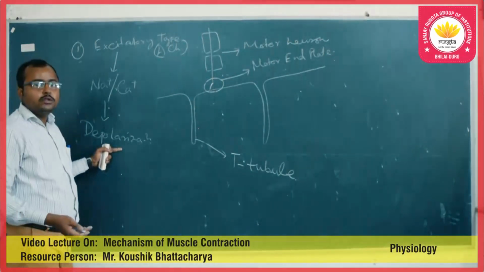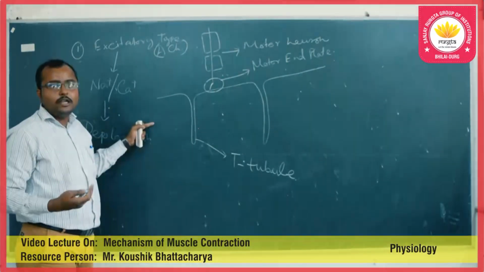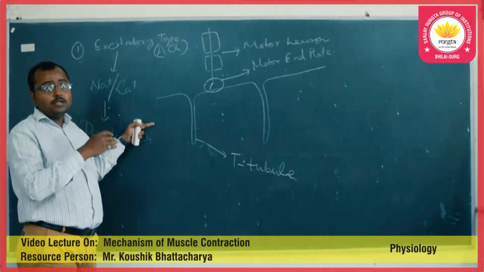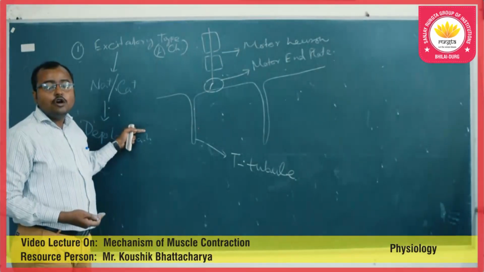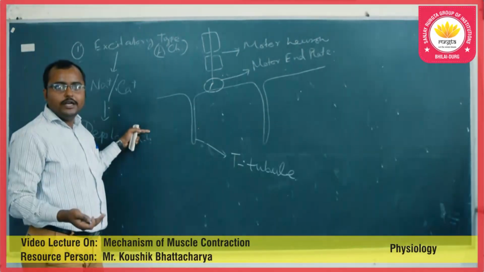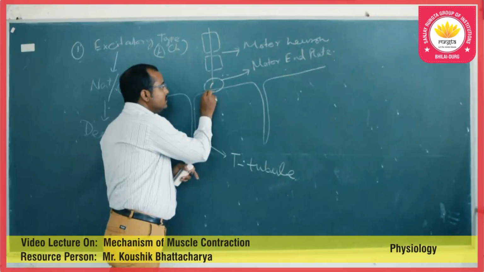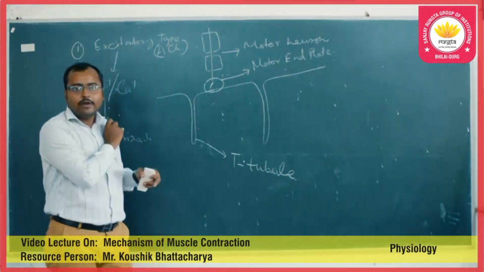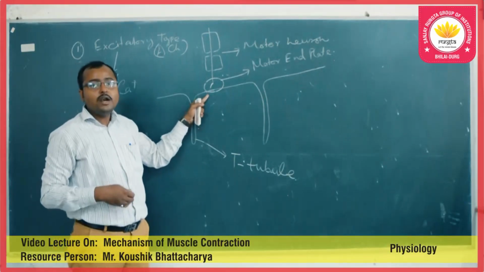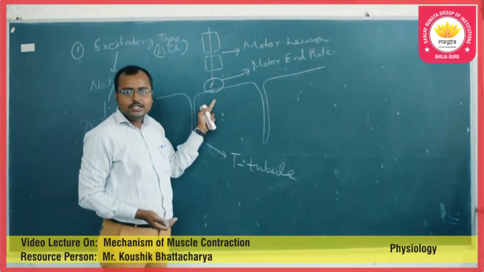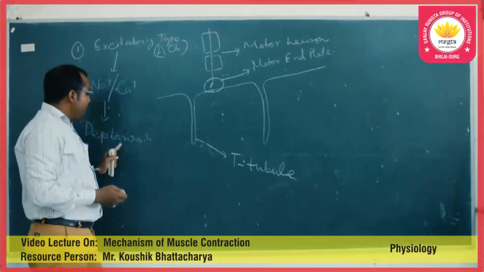Right? So as we know, depolarization means the activation or the excitation of that particular area. From our previous discussion, we can say that depolarization means the initiation of one new action potential. So here the depolarization will take place on the sarcolemma region, right? So this depolarization leads to the formation of one new action potential on the sarcolemma region.